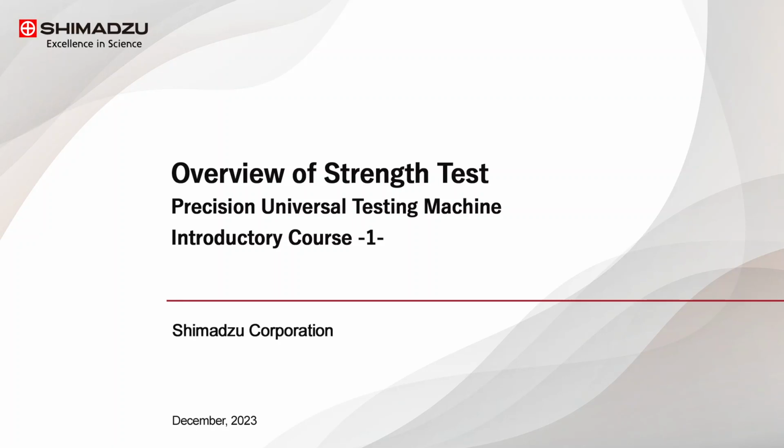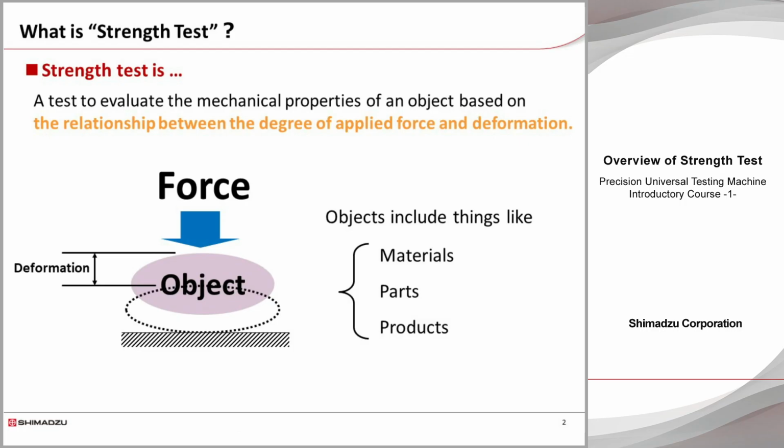This webinar gives the overview of the strength test. When a force is applied to an object, the strength test is to evaluate the characteristics of the object based on the relationship between the magnitude of the force and the amount of deformation. The types of objects for strength tests include materials such as metal and resin, parts such as screws, and actual products.